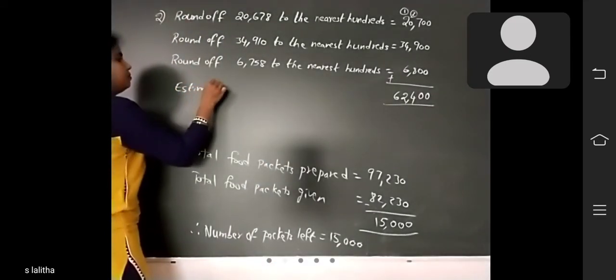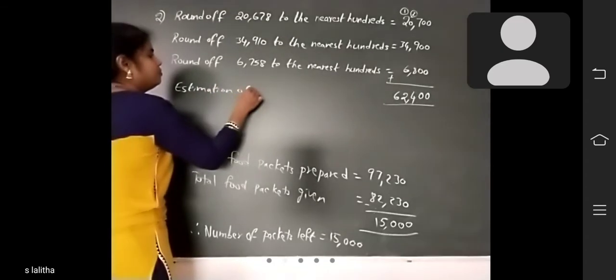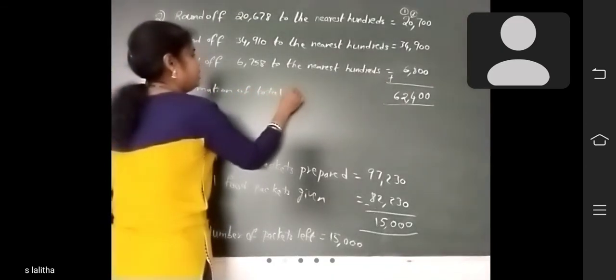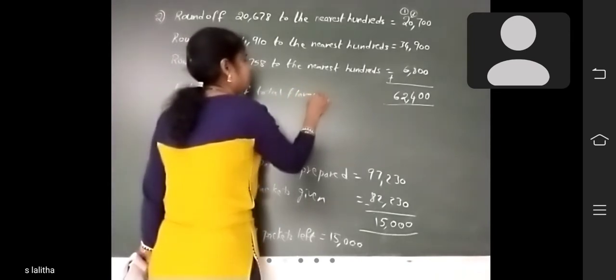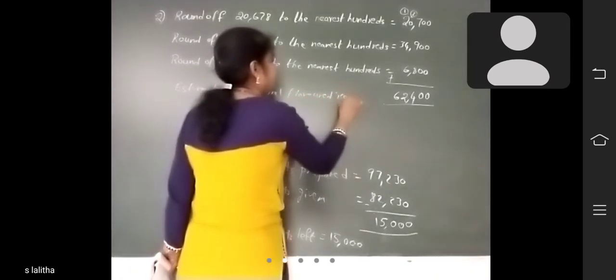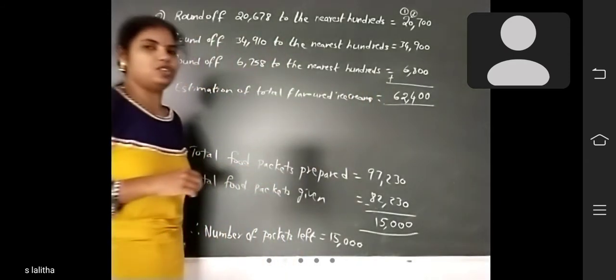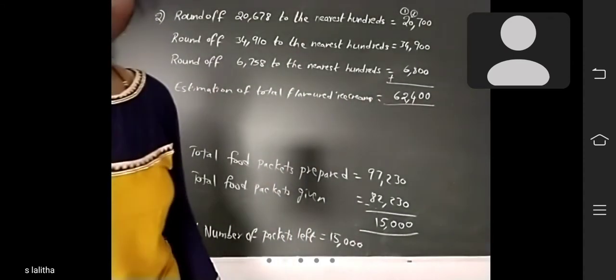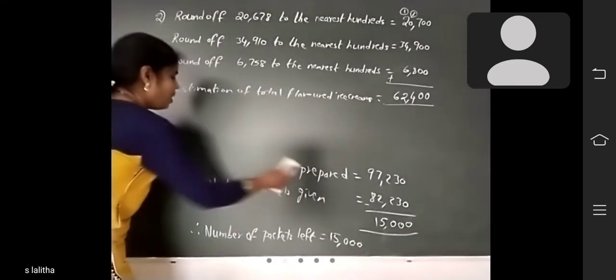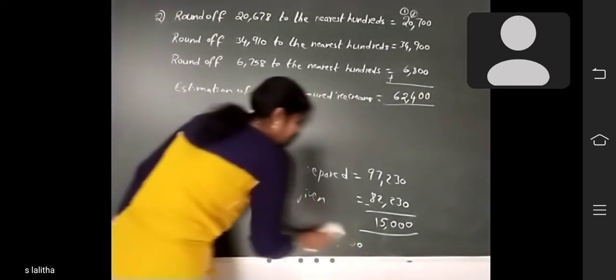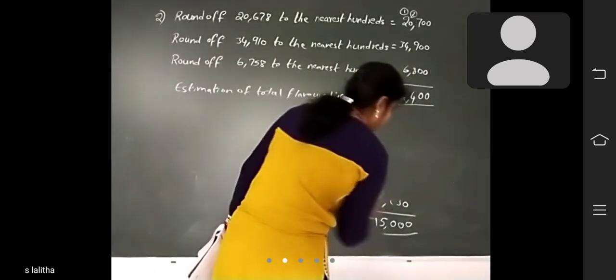Estimation of total flavored ice creams. How many? 62,400. Now what do you have to find? You have to find the grape flavored ice creams.